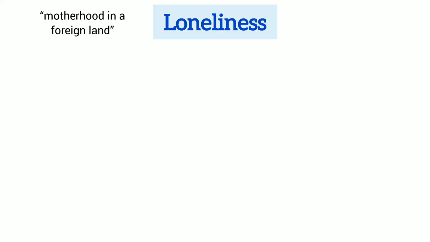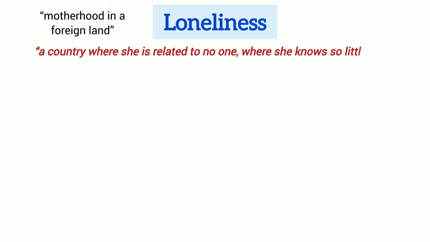Lahiri consistently explores the themes of estrangement, isolation, and loneliness, particularly the feeling of being an outsider in a foreign land. Ashima's pregnancy, marked by difficulty, instills fear in her about raising a child in a country where she has no familial connections, and where life seems uncertain. She ponders motherhood in a foreign land, "a country where she is related to no one, where she knows so little, where life seems so tentative and spare."